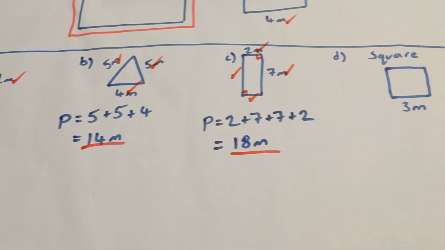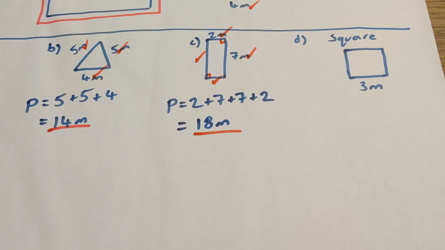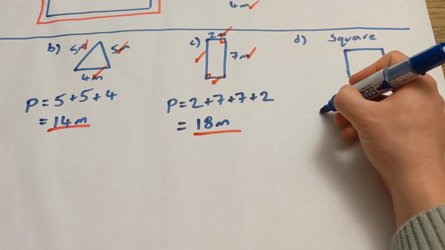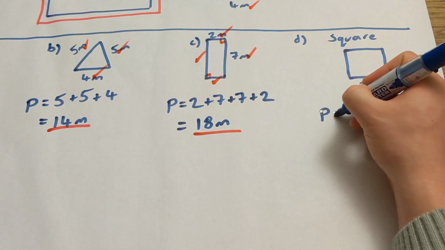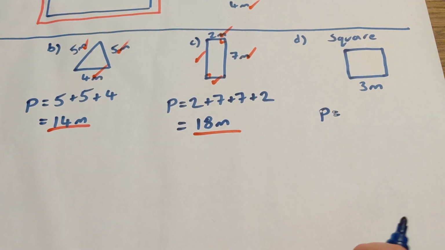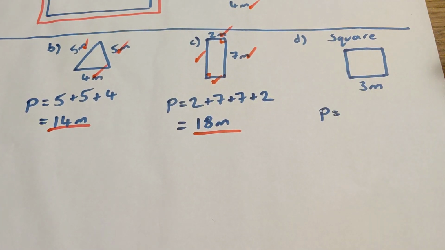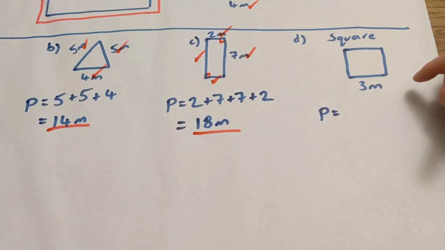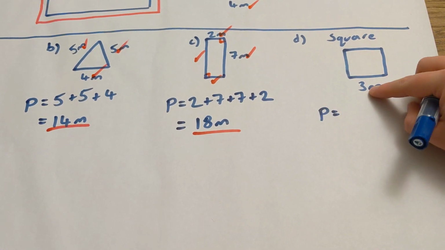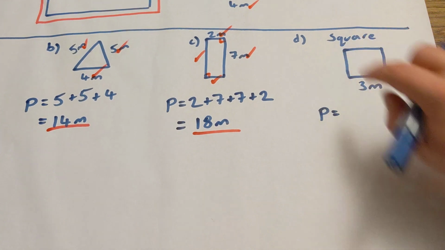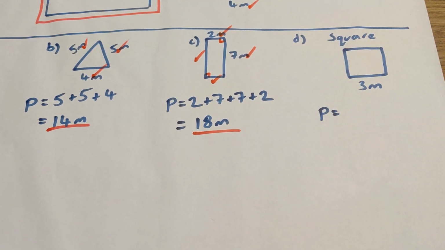Now this last one, it's only got one side labelled, okay? But it gives us some important information at the top. It says that this shape is a square. What do we know about squares? Well, we know one of the special things about a square is that all the sides are the same size, okay? So if this side is 3 meters, every other side also has to be 3 meters.